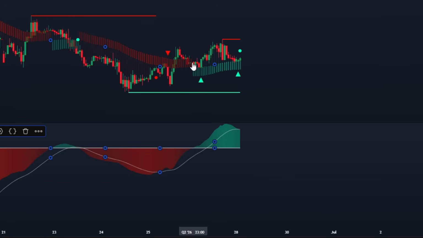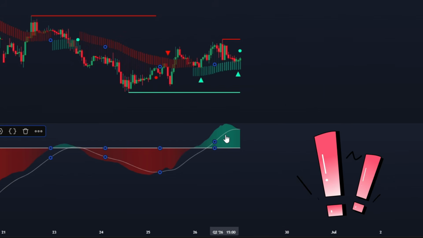Let me walk you through a buy setup. Here you can see the oscillator was below the center line and red, telling us the market was in a downtrend. Then from here, the oscillator pushed above the center line and turned green. That is our first clue that the downtrend may be ending and a new uptrend may be forming. But again, this is still risky, and we never buy just because it turned green.